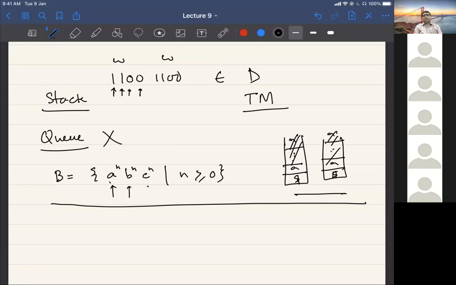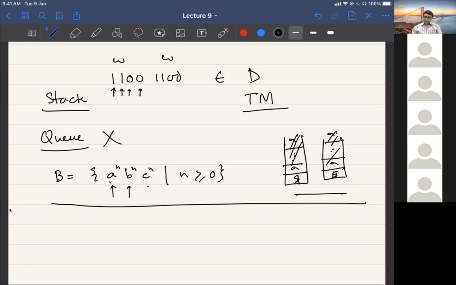So I'm not going to cover it in class. Please give it a read and let me know if you understood anything. And if there is any problem, I can explain. Okay. So with that, I will stop here for this week in this class.